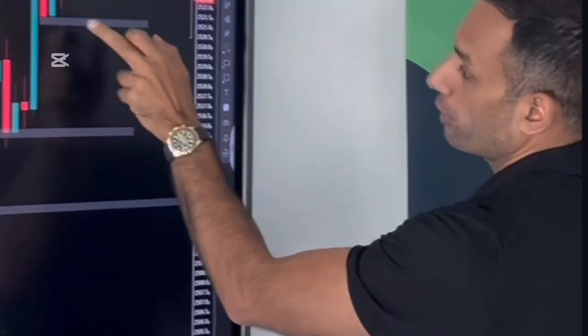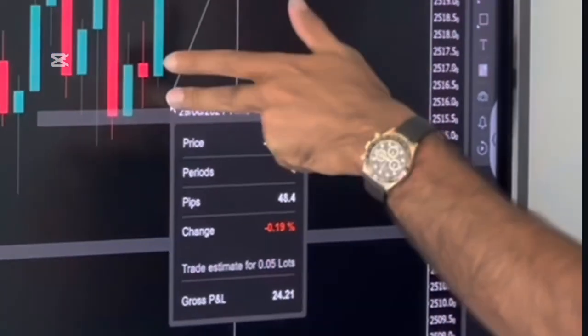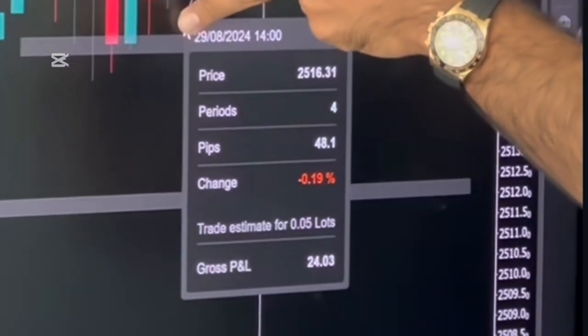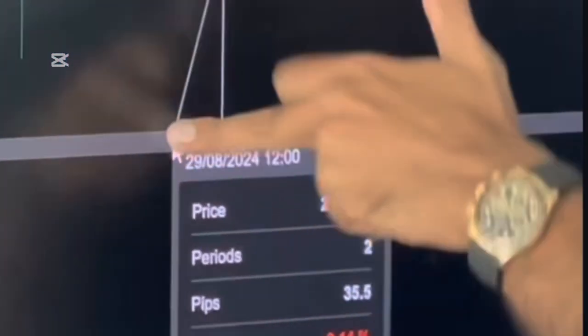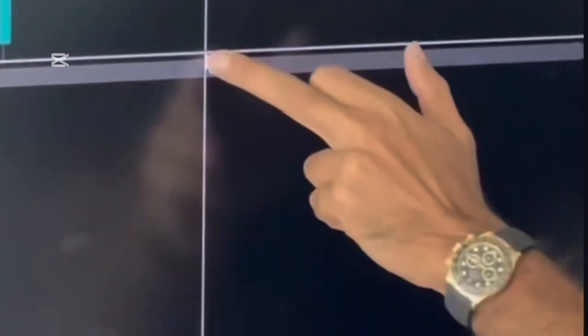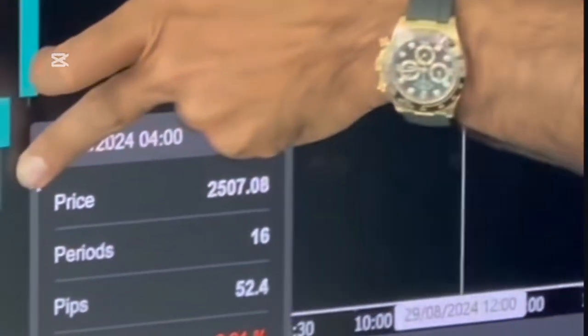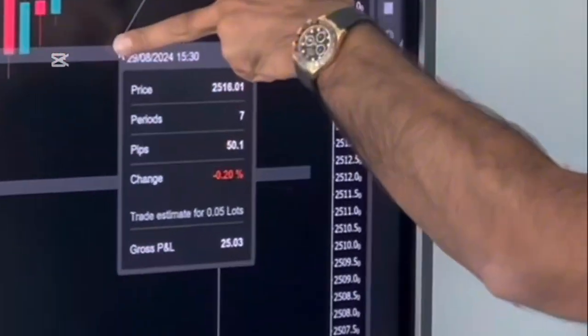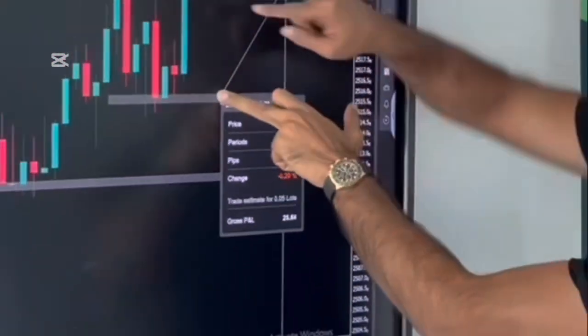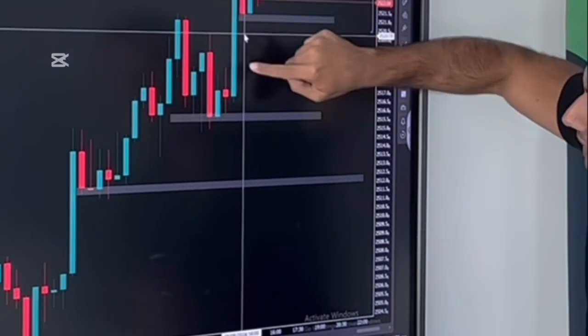So one, if we break below this support, your range is 48 to 50 pips. This is your range. If we break below 25.16, the range is 35 pips. If we break below this area, the range is 50 pips. So in my eyes, if we break below 25.21, this is going to be a better trade because the range is 50 pips and you have clean candles here to the left hand side.